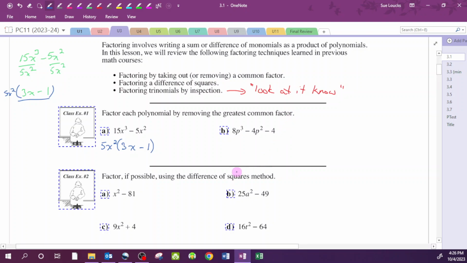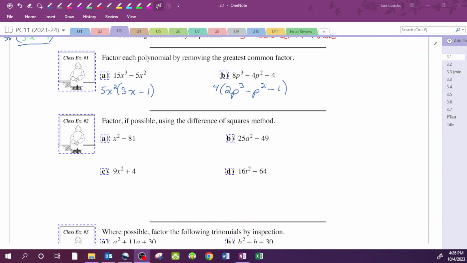That's all. All right, example B, I can see a common factor of 4. So I'm going to make this 4 times 2p cubed minus p squared minus 1. And again, I need that 1 because I have to multiply the 4 by something to have that constant term there, okay?